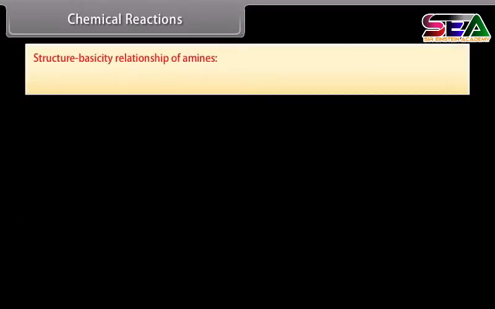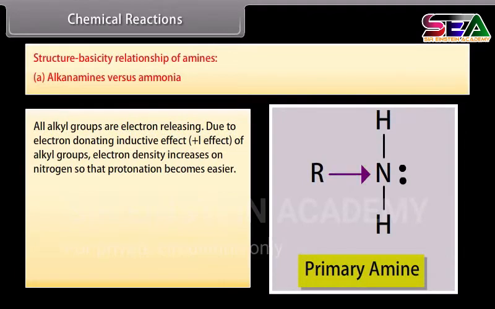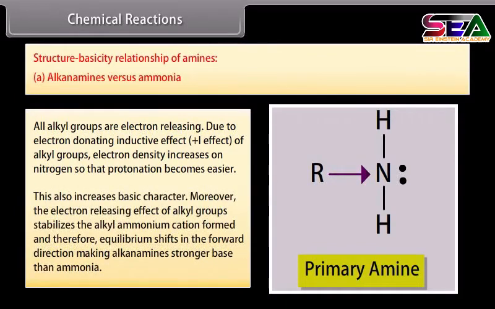Structure basicity relationship of amines. Alkanamines versus ammonia. All alkyl groups are electron releasing. Due to the electron donating inductive effect, that is the positive I effect of alkyl groups, electron density increases on nitrogen so that protonation becomes easier. This also increases basic character. Moreover, the electron releasing effect of alkyl groups stabilizes the alkyl ammonium cation formed, and therefore the equilibrium shifts in the forward direction, making alkanamines stronger bases than ammonia.